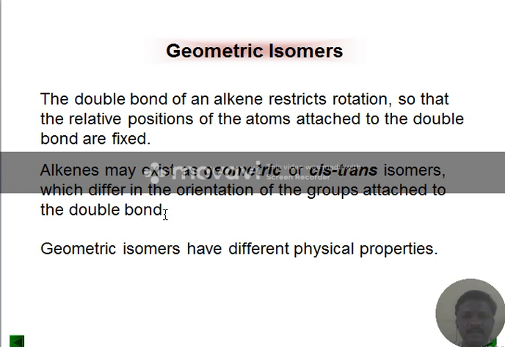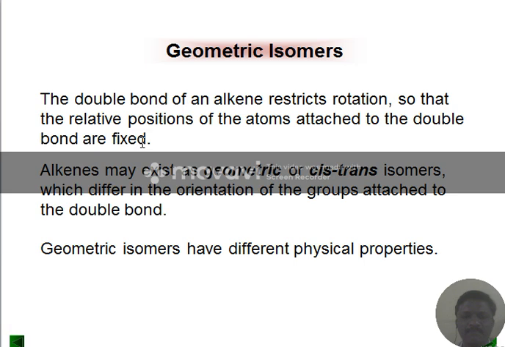Then what are the geometrical isomers? The double bond of an alkene restricts the rotation. We have already discussed this under the alkane, where only a single bond is present, so alkanes rotate freely. But here, because of the presence of a double bond, the rotation is restricted, so the relative position of the atoms attached to the double bond is fixed.